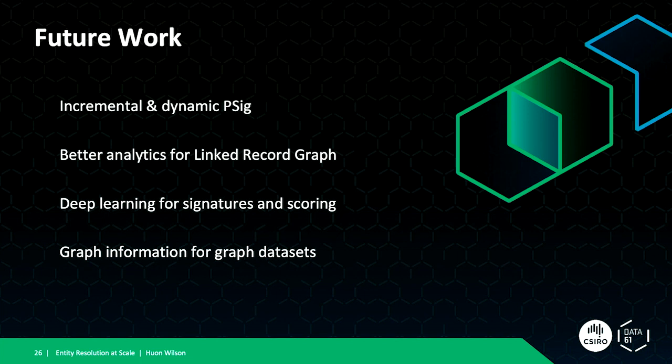Next, remember how we used a very naive strategy of just thresholding and then looking at connected components to work out our entities? Maybe we could do something better about clustering for the linked record graph. Thirdly, our candidate signatures are very manual, and we have to think about them for each data set. It'd be great if we could somehow use deep learning to choose our candidate signatures, choose our thresholds, and generally do the whole process. Finally, if we had a graph data set where our records are linked to each other, maybe we could use that extra information about a neighborhood of a record to somehow improve our entity resolution.